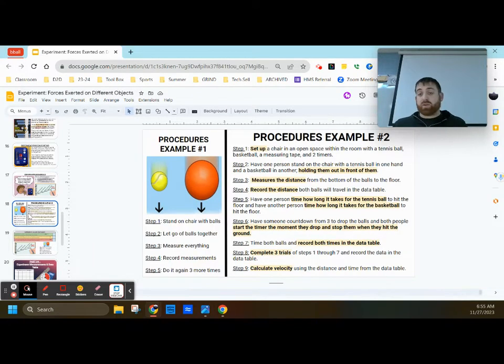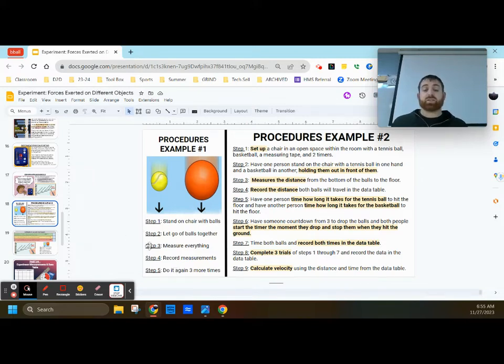So let's say I was creating an experiment to test the same guiding question. On the left, I have a set of procedures, example one, and on the right, I have a second set of procedures. The first one, you'll notice I have a diagram of a tennis ball and a basketball here. And here are the 5 steps for my experiment. Number one, stand on the chair with these balls. Two, let them go together. Three, measure everything. Four, record the measurements. And five, do it again 3 more times.